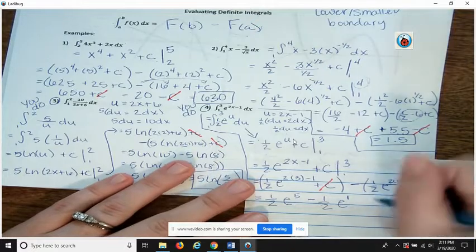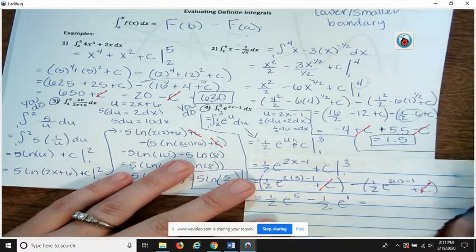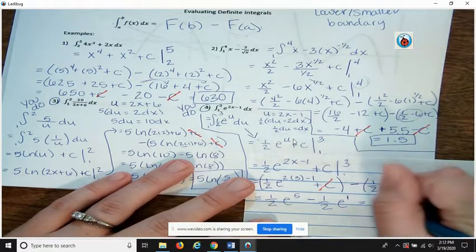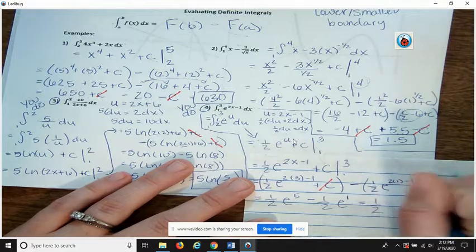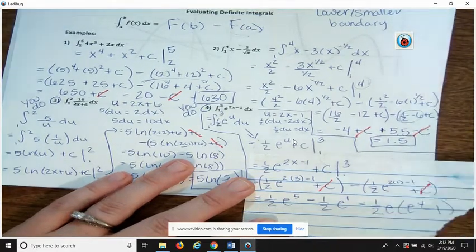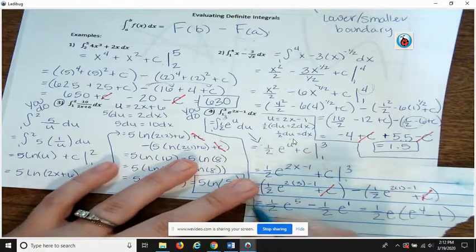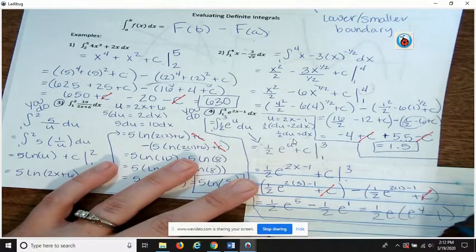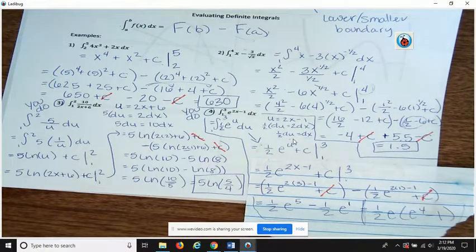So you could write this just like this if you wanted to. If you really wanted to, maybe factor some stuff out, you can factor out 1/2 e and then have e to the fourth minus 1. But really, either of these two solutions would be fine for this. Okay, I'm going to pause it again, make another video. I will see you guys in a minute.